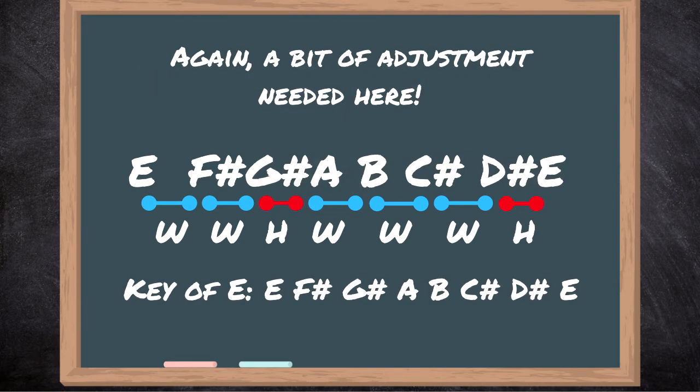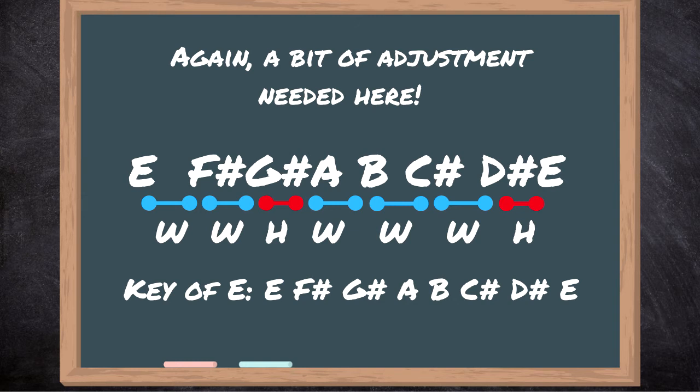So F sharp to G would be a half step. That's not what we need. We need a whole step. So we need to make G sharp a whole step also. So E to F sharp is a whole step. F sharp to G sharp is a whole step. Now G sharp to A, that gives us our half step. Then A to B is a whole step. B to C would be a half step, but we need a whole step. So we need to make C into a C sharp.